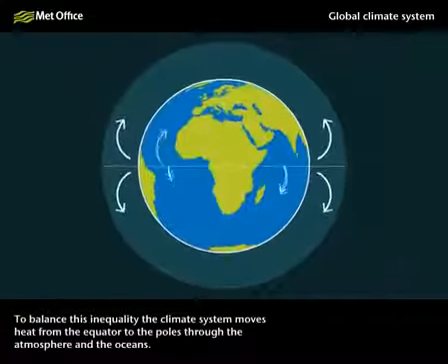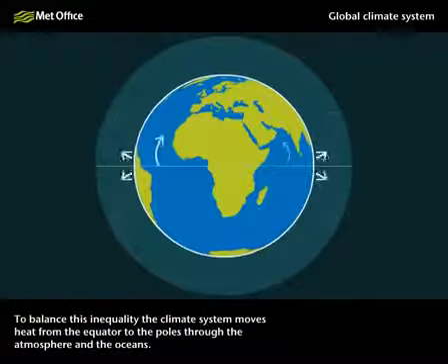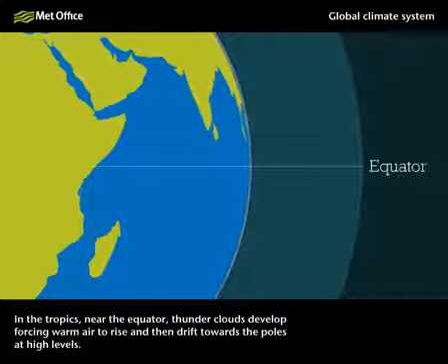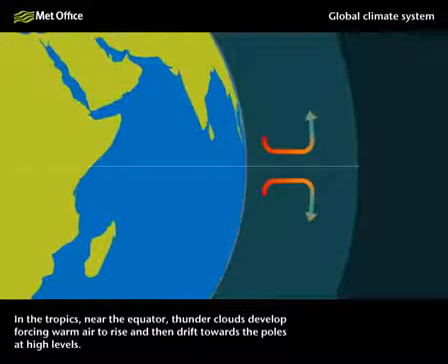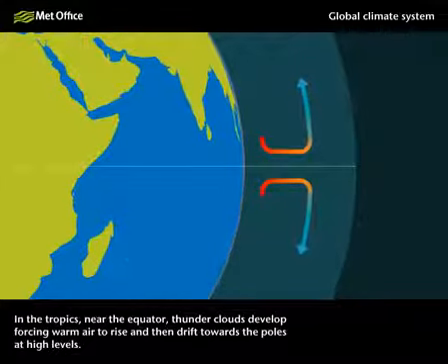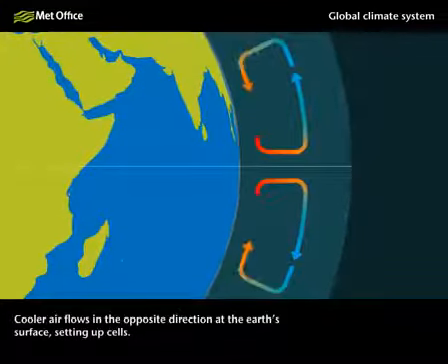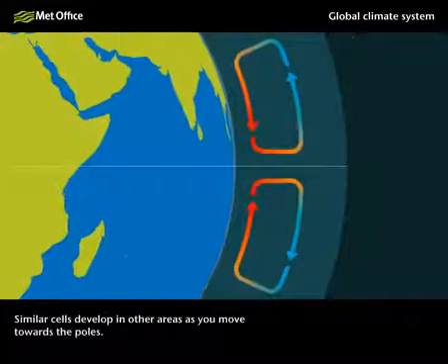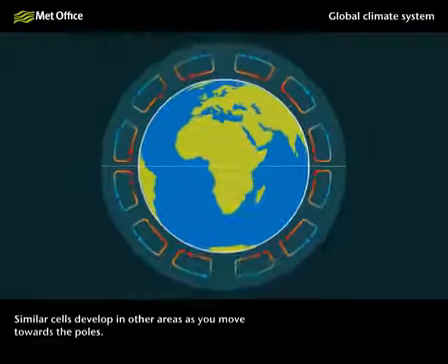To balance this inequality, the climate system moves heat from the equator to the poles through the atmosphere and the oceans. In the tropics, near the equator, thunderclouds develop, forcing warm air to rise and then drift towards the poles at high levels. Cooler air flows in the opposite direction at the Earth's surface, setting up cells. Similar cells develop in other areas as you move towards the poles.